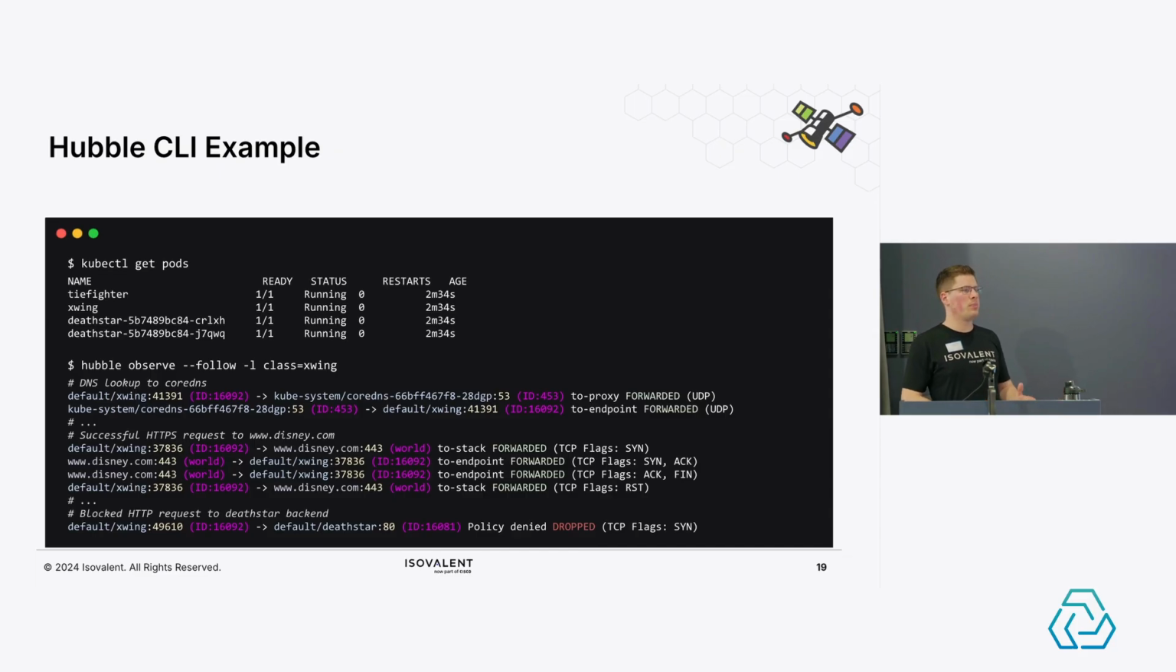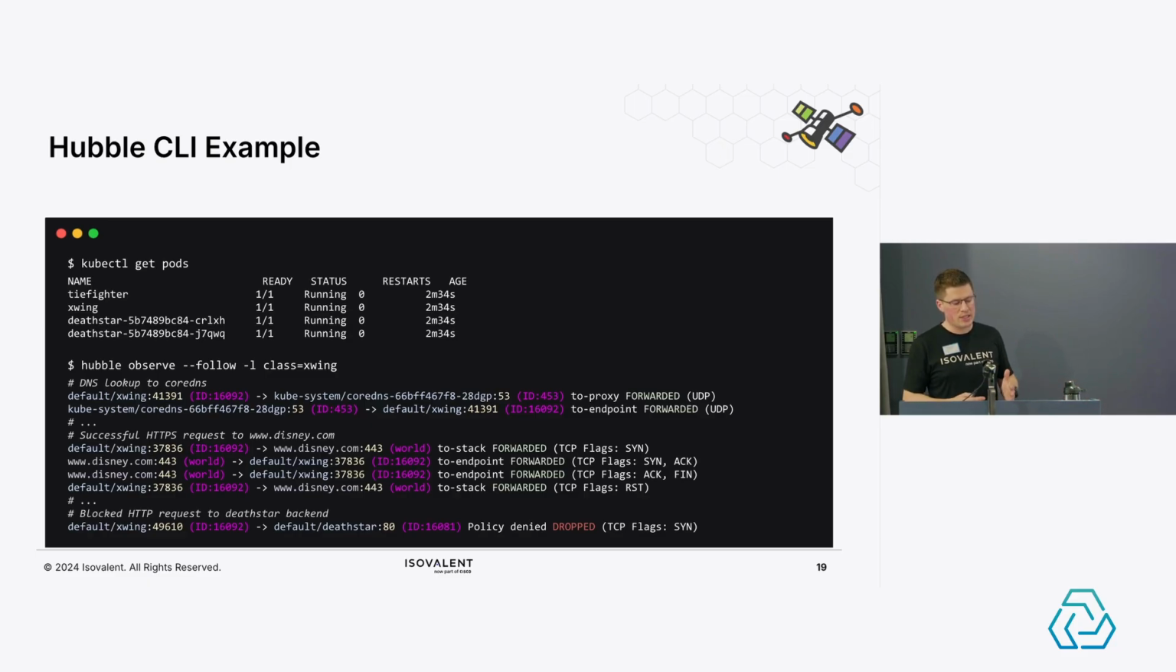If you're more the CLI guy, then you can also use the Hubble CLI. For example, here, Hubble Observe, filtered for a specific pod label, class equals X-Wing. In this example, we see how this pod in the default namespace, the pod is called X-Wing, is doing a DNS lookup through kube-system hosted CoreDNS. We see the reply coming back. And afterwards, we see a connection coming from X-Wing going to www.disney.com. We see the TCP three-way handshake and so on.